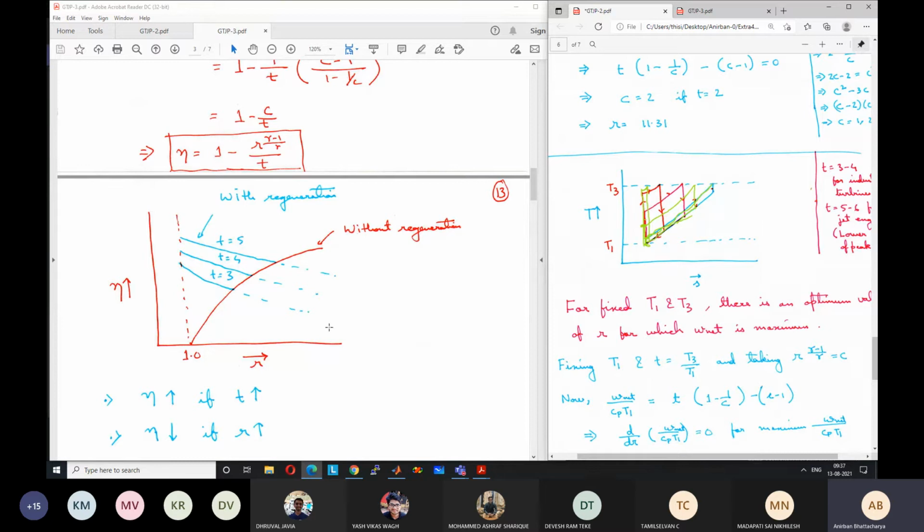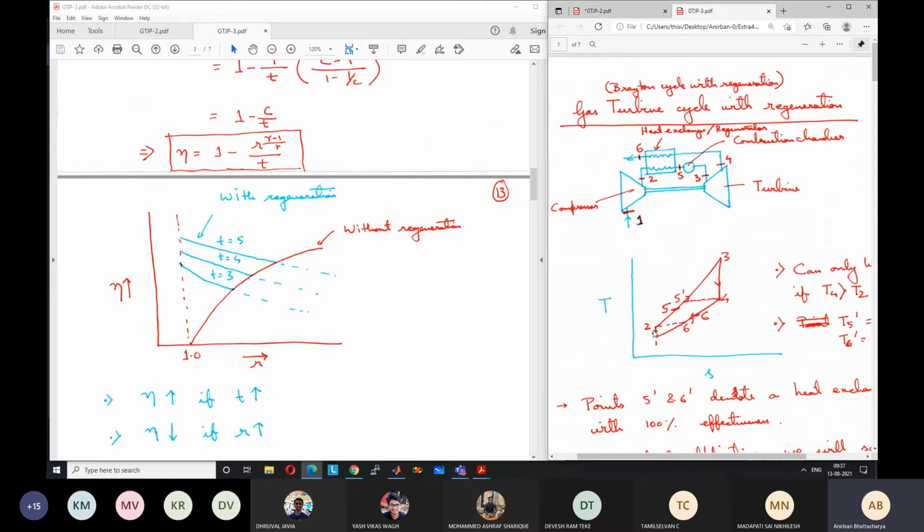We have already discussed this also. If you keep on increasing the value of R, the work output increases up to a certain point, then again it decreases. Remember, the work output is independent of whether it's a regeneration process or a simple Brayton cycle. The T3 minus T4 and T2 minus T1 values remain the same for this cycle. It's only that the heat addition is changing. The work output is the same for both cycles; only the efficiency is changing.